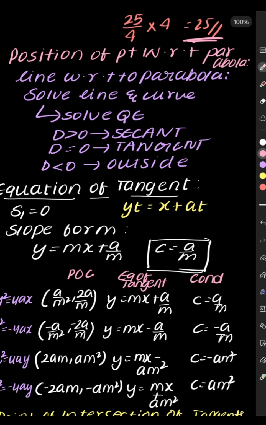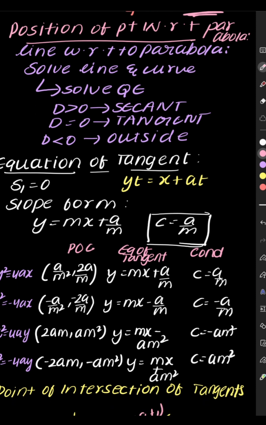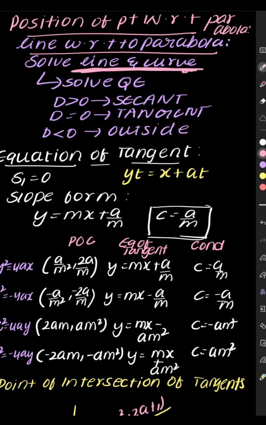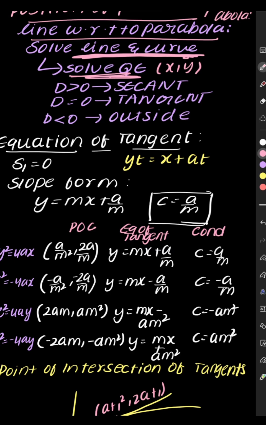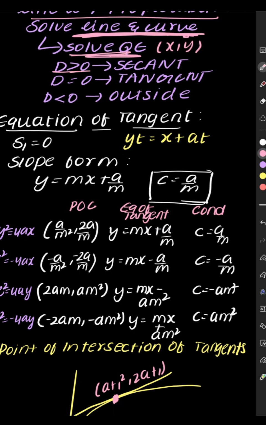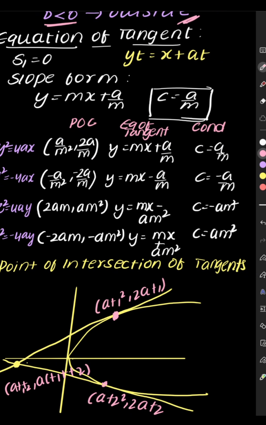Position of a point with respect to a parabola. It's the same as what we learnt in circle. If S11 is greater than 0, the point lies outside; equal to 0, on the parabola; less than 0, inside the parabola. Line with respect to parabola. You're just going to solve the line and curve like we talked about in circles. By the way, if you haven't watched that video, it's linked in the description. Solve the quadratic equation, it's going to be either in terms of x or y. If the discriminant is greater than 0, then it's going to be a secant, equal to 0 tangent, less than 0 outside the parabola.